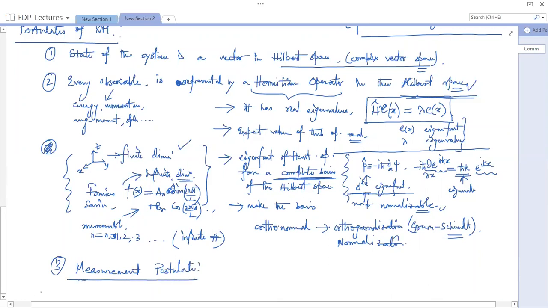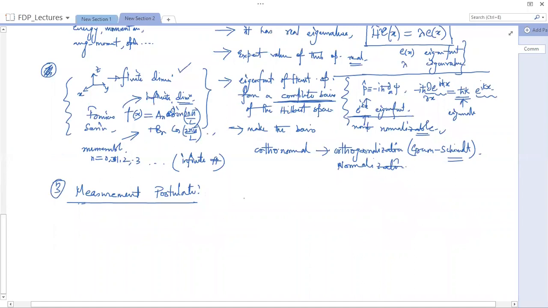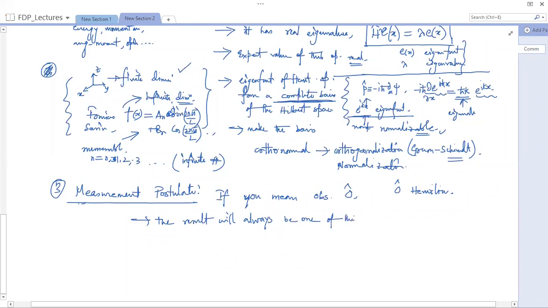The measurement postulate is: if you measure the observable O, the first thing is that O is Hermitian. The result of the measurement will always be one of the eigenvalues. You cannot get anything apart from the eigenvalues, and this is the key essence of discretization.